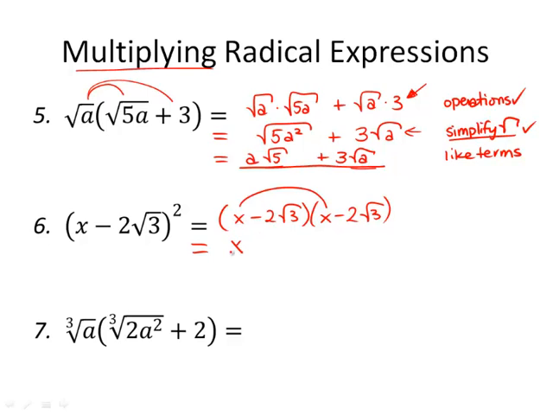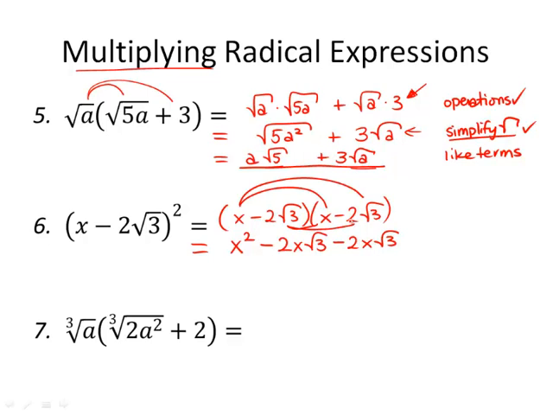So let's talk it out. X times x gives us x squared. X times negative 2 root 3 will give us negative 2x root 3. The order that is most desired is number in front, any letters in alphabetical order, and then any roots, also with the same order. Okay, next one will be negative 2 root 3 times x. So that's also a negative 2x root 3. It's all multiplied in here.